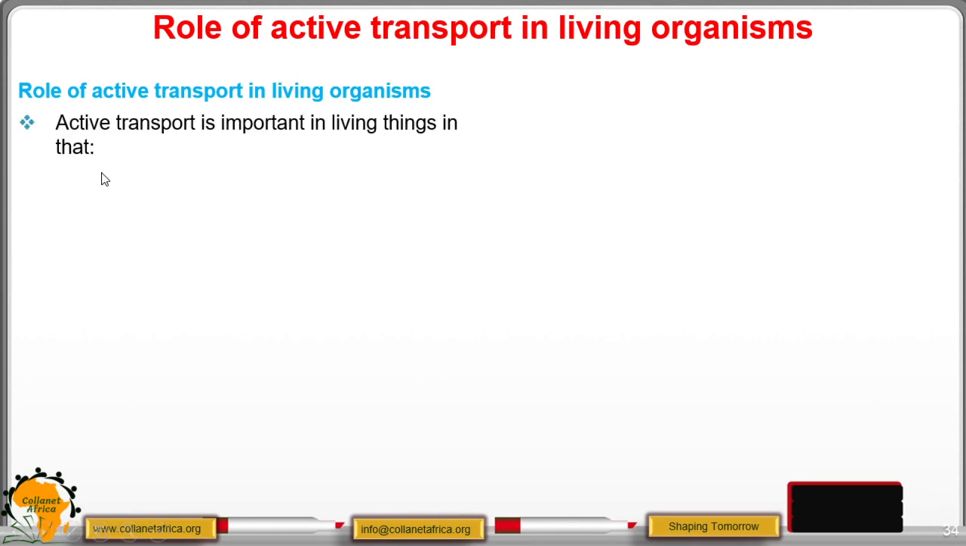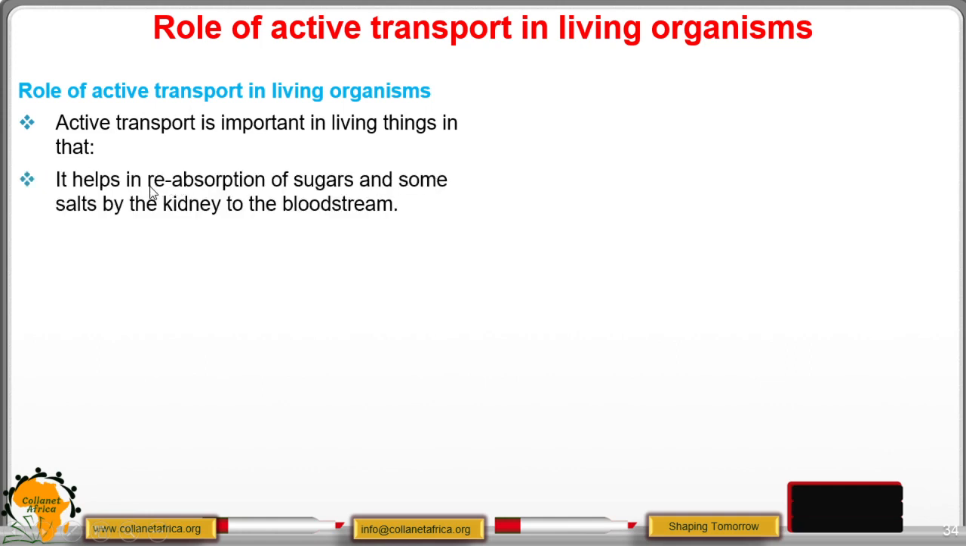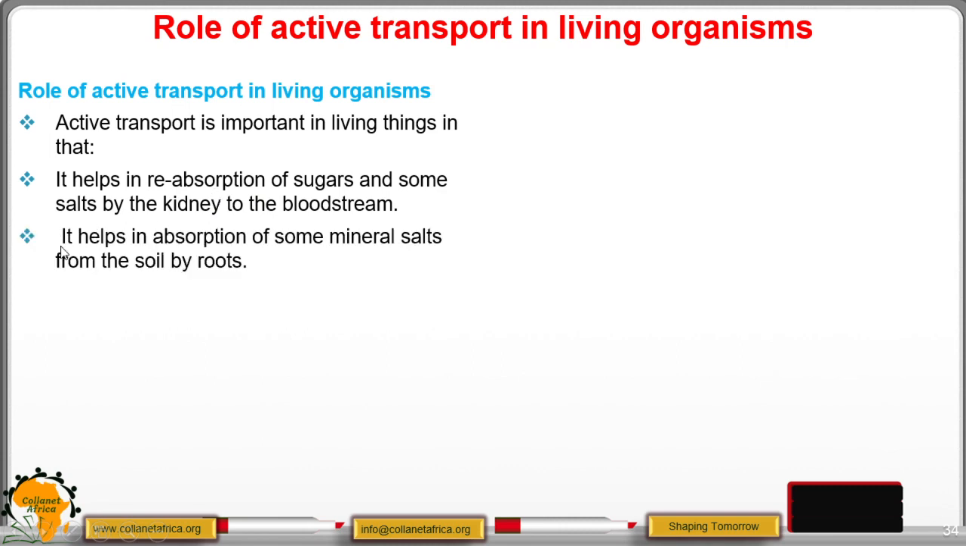Active transport is important in living things in that it helps in reabsorption of sugars and some salt by the kidney into the bloodstream. This process takes place in the nephron of the kidney, where we have the process of urine formation. It helps in absorption of some mineral salts from the soil by root hairs, where mineral salts may be in higher concentration, or even if they are in low concentration, they will just have to be transported against the concentration gradient.